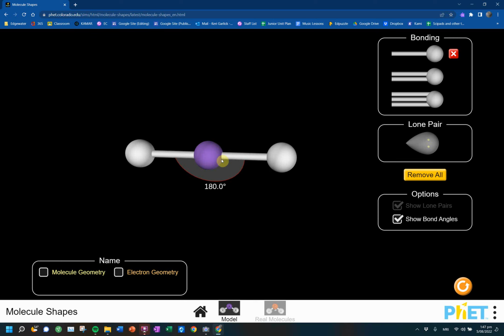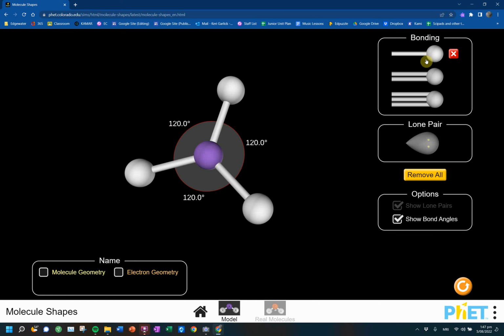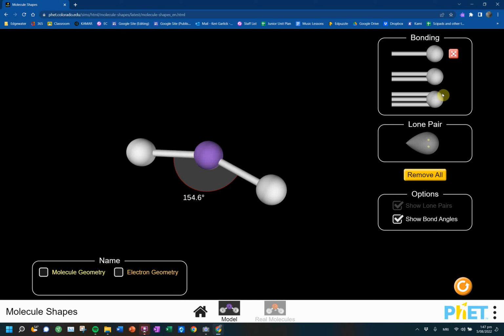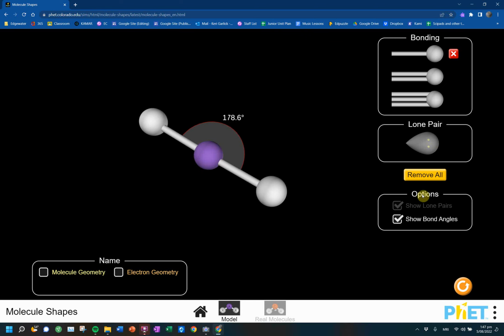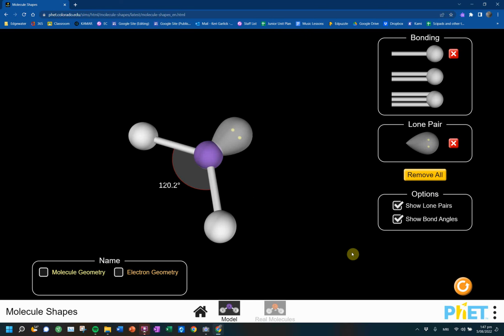I have two regions of electron density. If I add another bond, I now have another region of electron density, and now I have 120 as the angle. And you guys were used to justifying this last year. If I get rid of that and put a double bond there, that double bond acts as 1, not 2. If I add a lone pair of electrons, same thing happens.